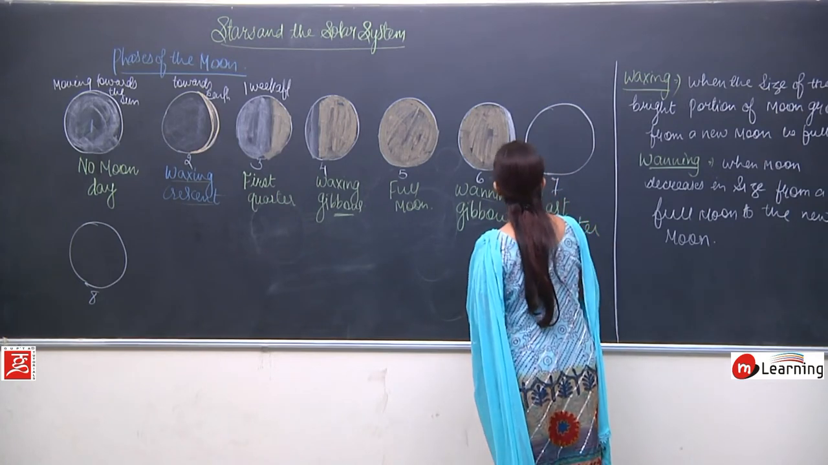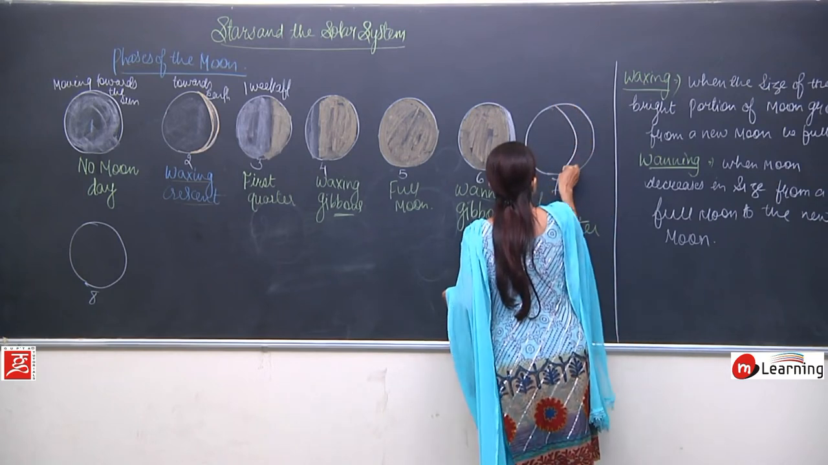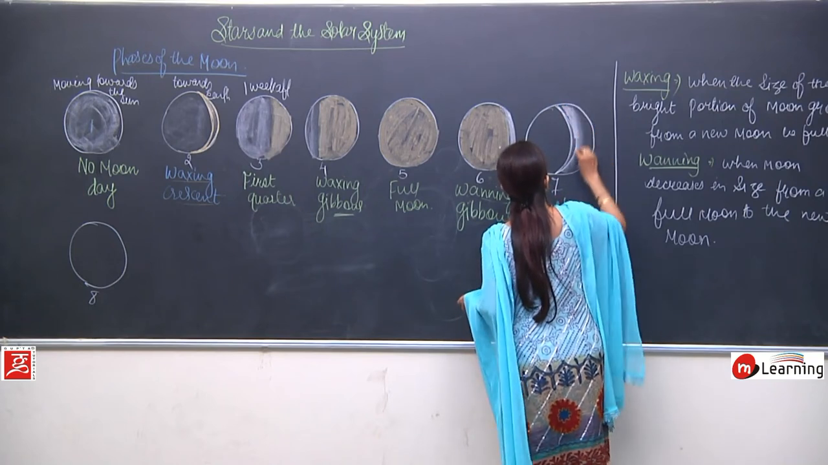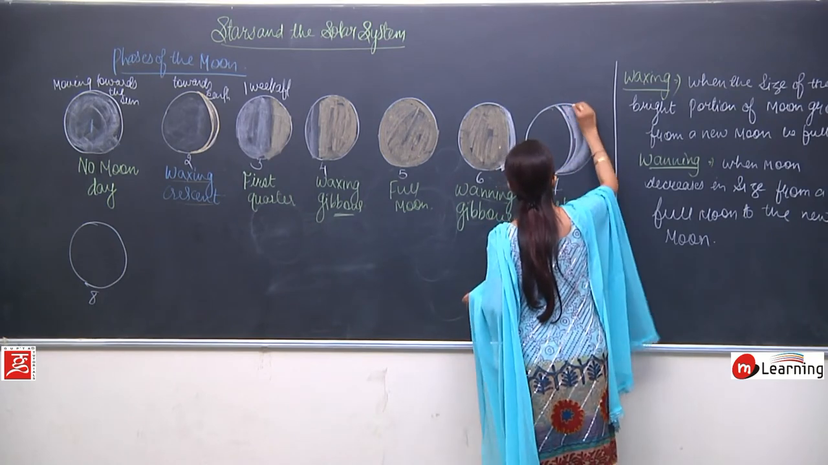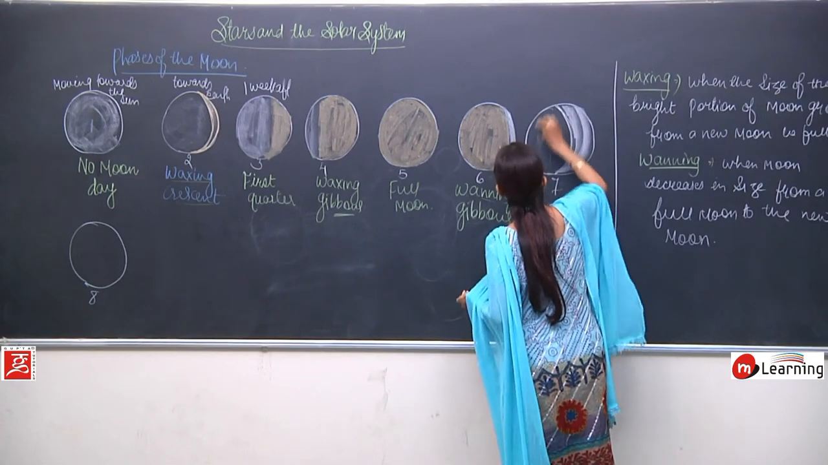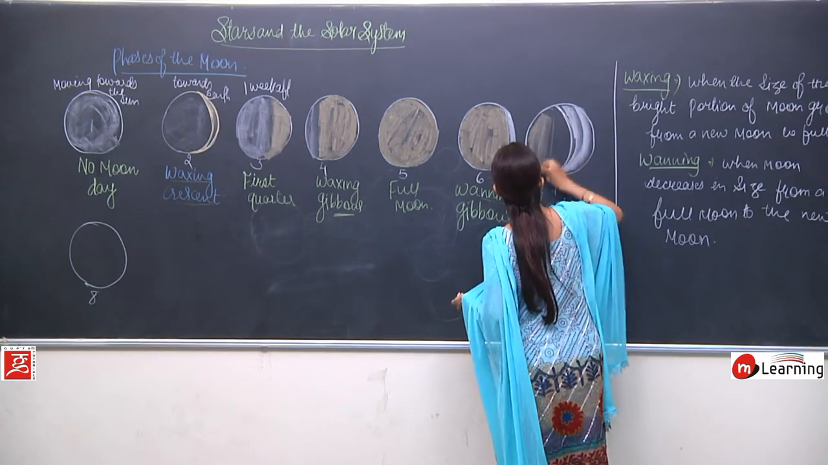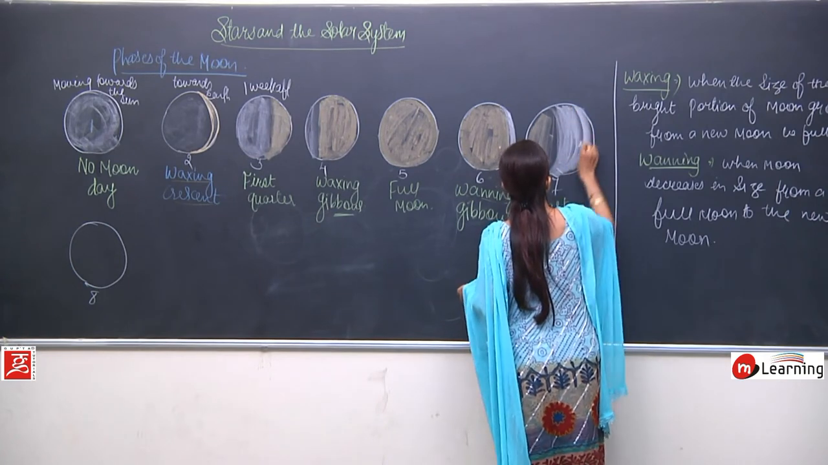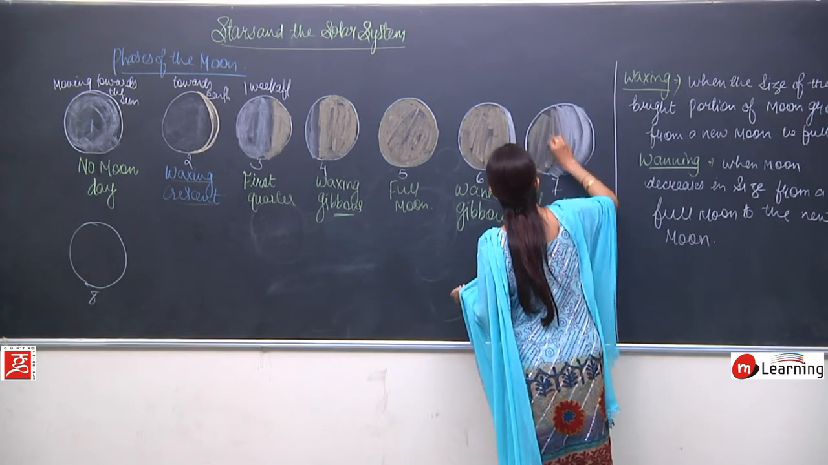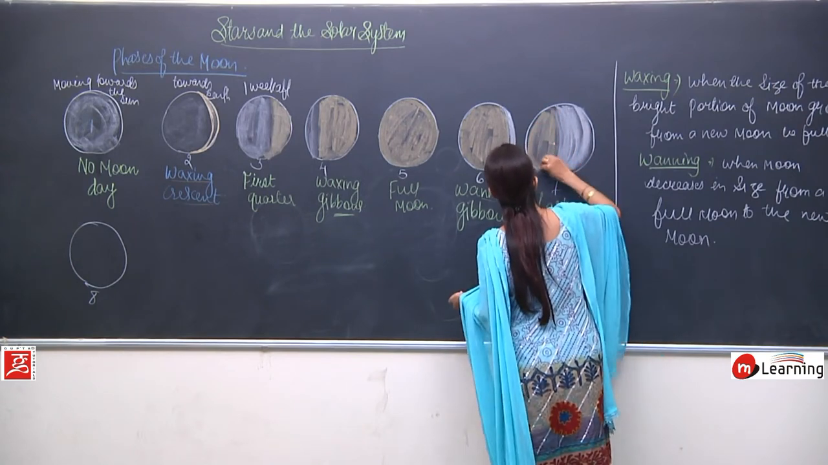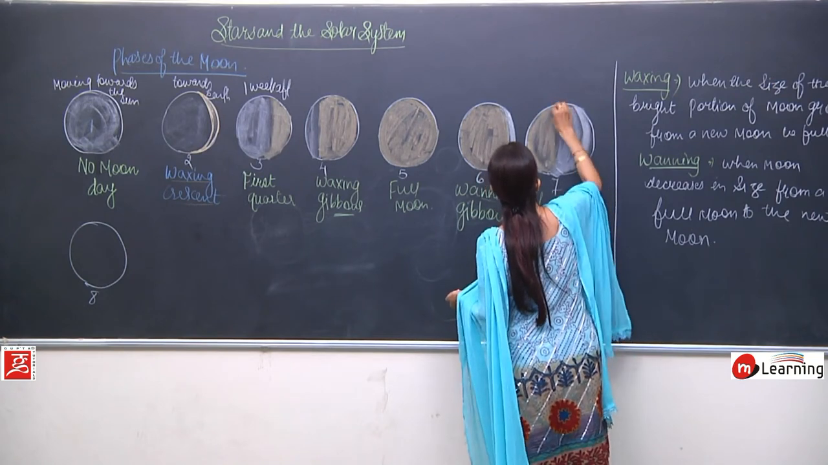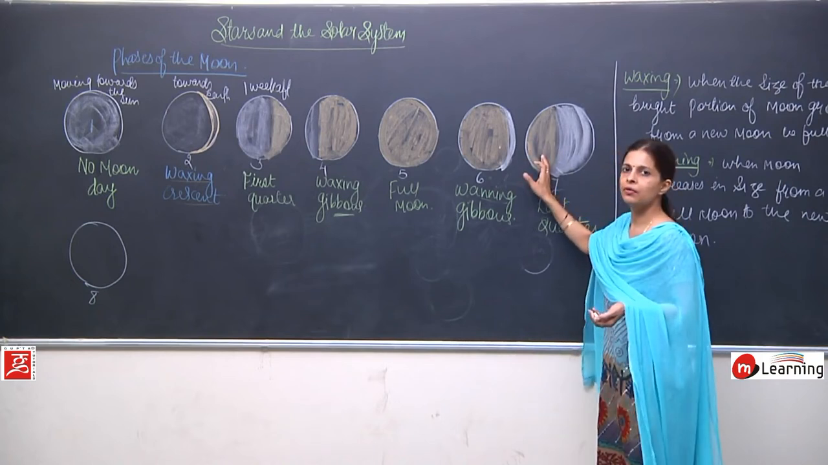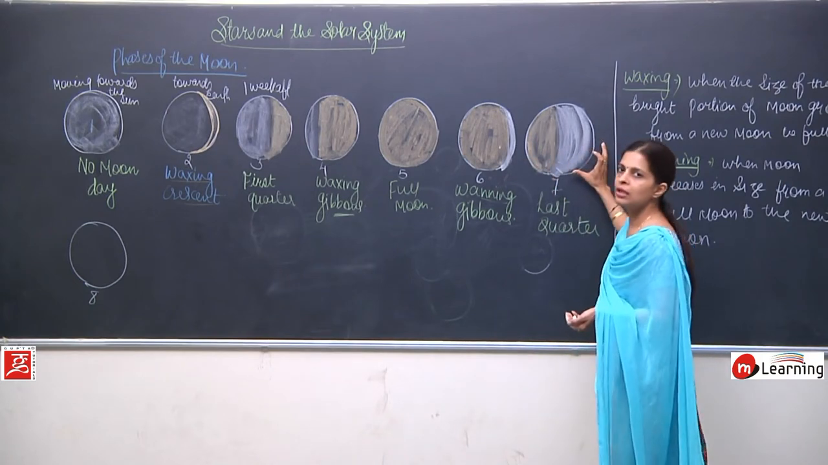That means the visible part will decrease and the part which is not visible will increase. The part which is not visible will increase and this visible part will get decreased. So this is the part which is not visible now, only this part is visible, and so big a part is not visible now.